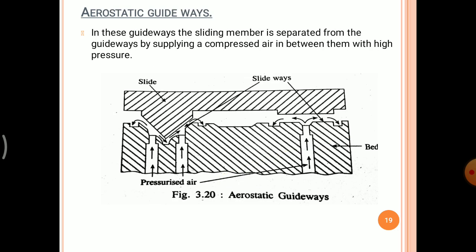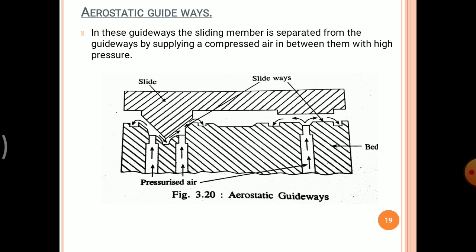Now aerostatic guideways. In the aerostatic guideways, the sliding member and the guideways are separated by using high pressure compressed air between them. This is the difference between the aerostatic guideways and hydrostatic guideways. In the hydrostatic guideways, we are using pressurized fluid, whereas in the aerostatic guideways, we are using compressed air to separate the sliding member and the guideways.